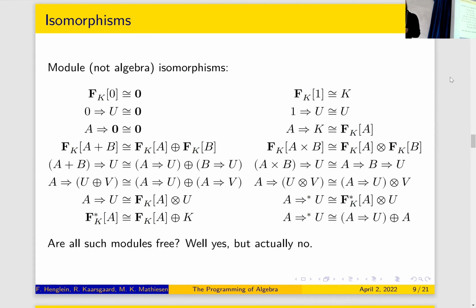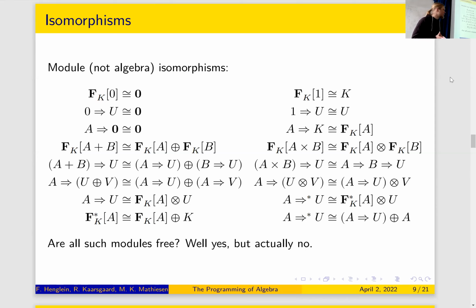Okay, so I presented I don't know what's like a gaggle of modules. I don't know what the collective noun is for modules, but there's different module constructions here. Many of them are related in various ways. So here are a bunch of isomorphisms that we can write down.